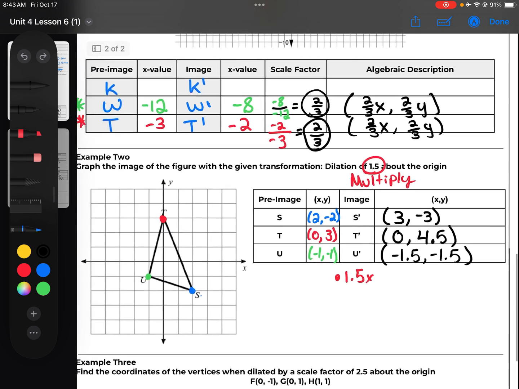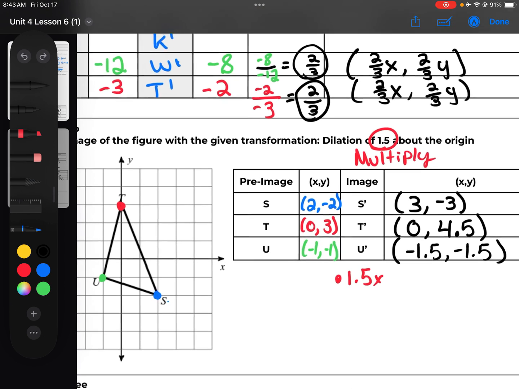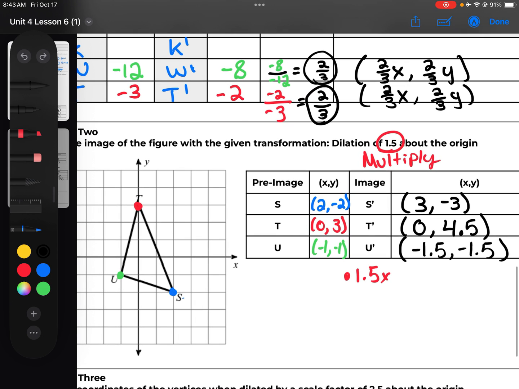Now the problem would like us to graph the image. So I'm gonna go ahead and plot these points now. So S prime is at 3 and -3. So that's right here, S prime, okay? T prime is at 0 and then up 4.5. So I gotta go halfway to 5. That's T prime. And then U prime is -1.5, -1.5, right here.